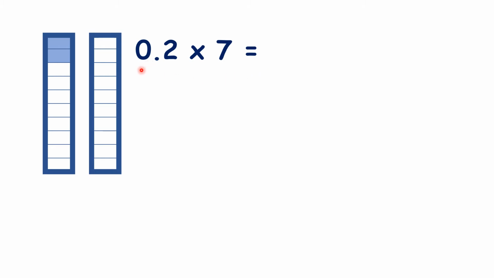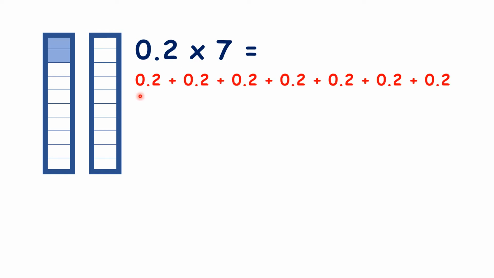So what is 0.2 times 7? Well, we can do the same thing. We have 2/10 already coloured, so let's multiply it by 2, 3, 4, 5, 6, 7. So 2/10 times 7 is 14/10, and that's 1 whole and 4/10, or 1.4.